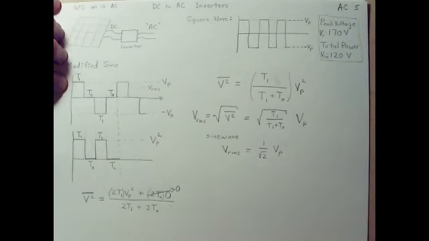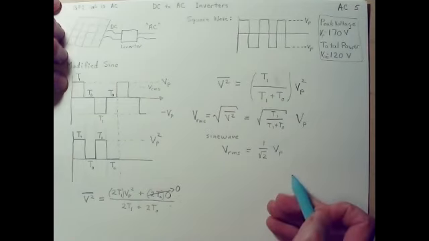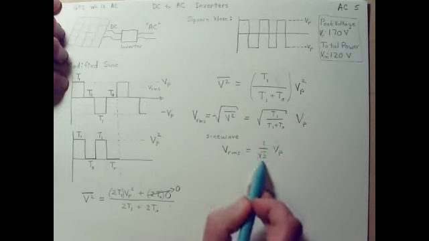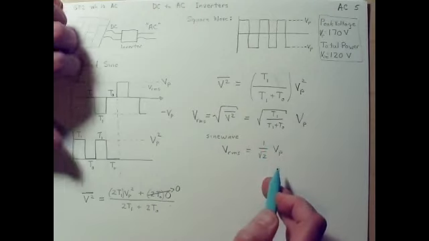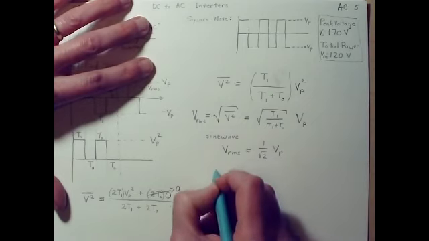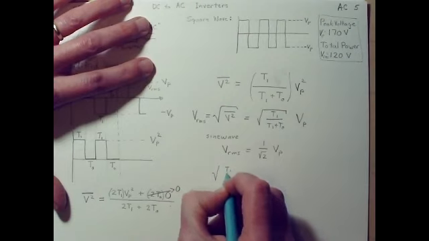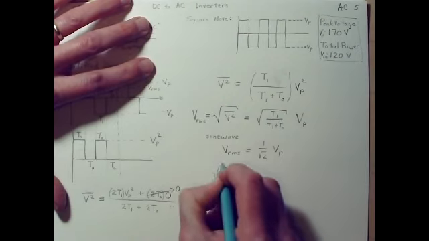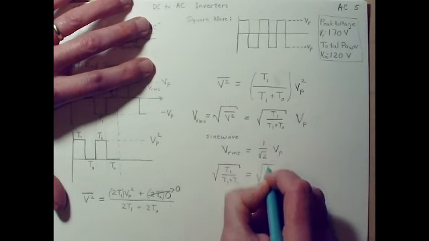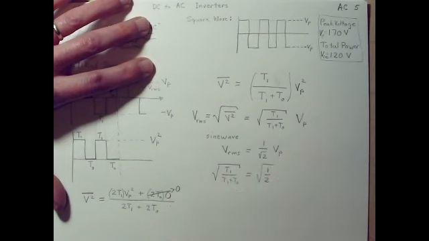Well, now just compare these two, and you realize, well, this square root of T1 over T1 plus T0 has got to equal 1 over the square root of 2 for this to work right. Here's VRMS is this square root times VP. Here's VRMS is this thing times VP. So these two have to equal each other for this to work. So what we have then is the square root of T1 over T1 plus T0 equals, I'm going to rewrite that as the square root of 1 over 2. It's the same thing.